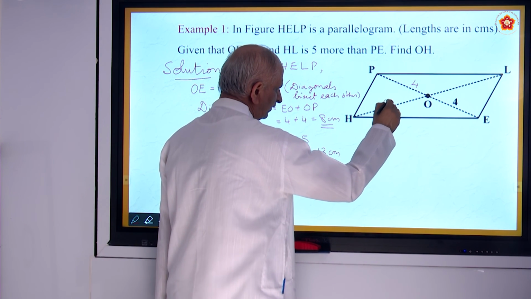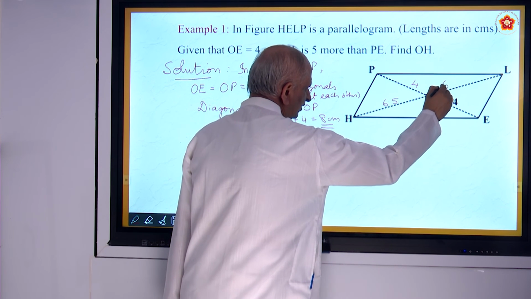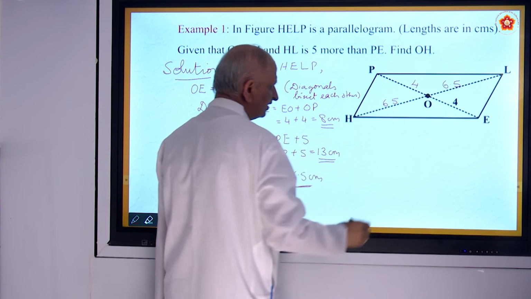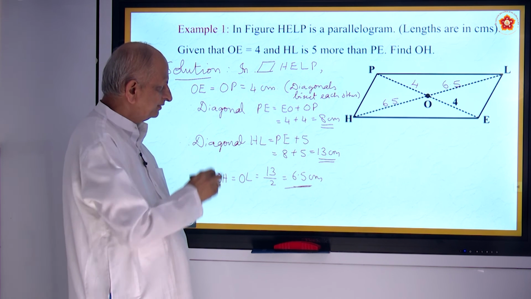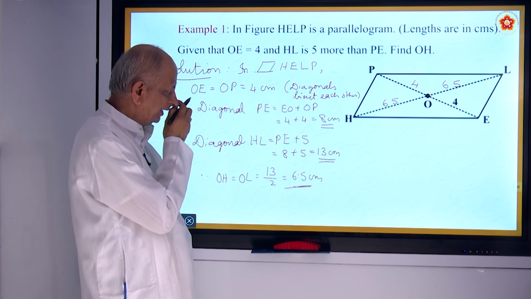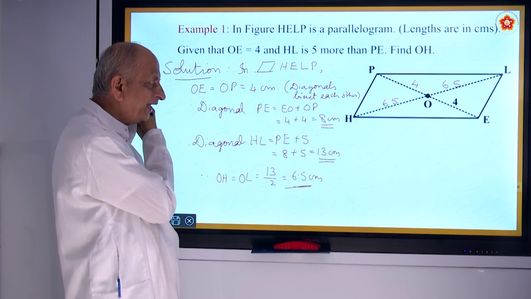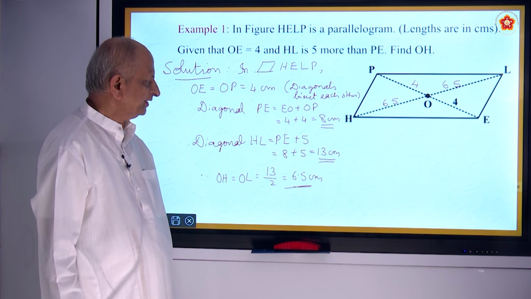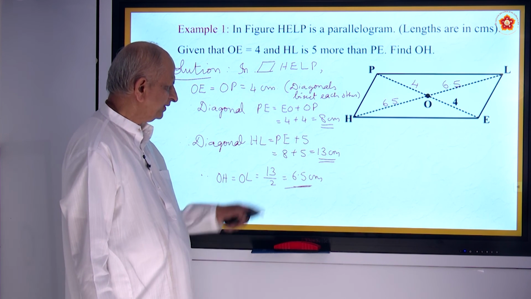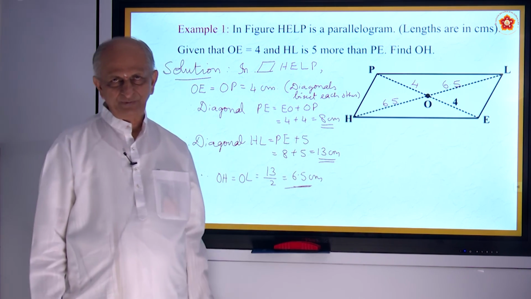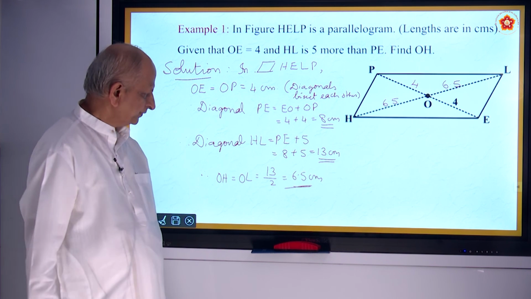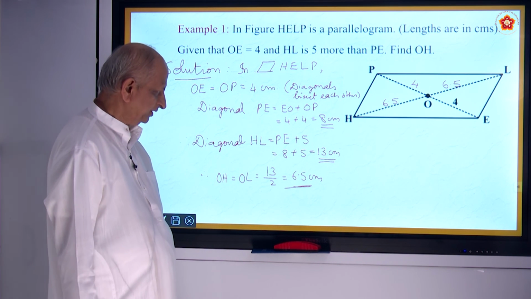This is 6.5. How did you get it? Because you are given a relation between the two diagonals. One diagonal HL is 5 centimeters more than PE. PE is 8, so 8 plus 5 becomes 13. We know diagonals bisect each other. Therefore 13 by 2, that is 6.5 centimeters.